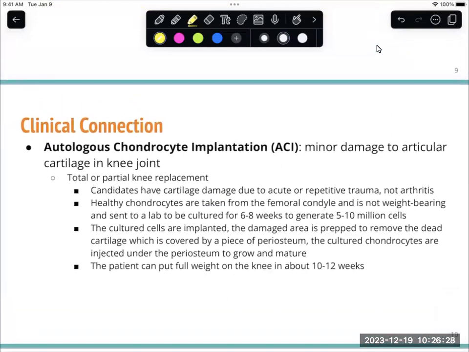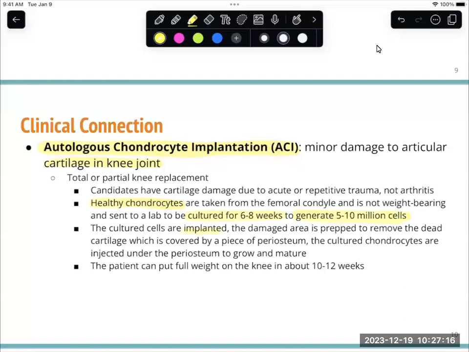Here's some interesting research that's been done, autologous chondrocyte implantation. So there's been damage to the cartilage in the knee joint. So there's ways they can fix it now. What they can do is they can go in and they harvest some healthy chondrocytes from somewhere in the body. They're going to culture it in a lab for 6 to 8 weeks. In other words, they're going to grow more cartilage. They're going to make 5 to 10 million cells.